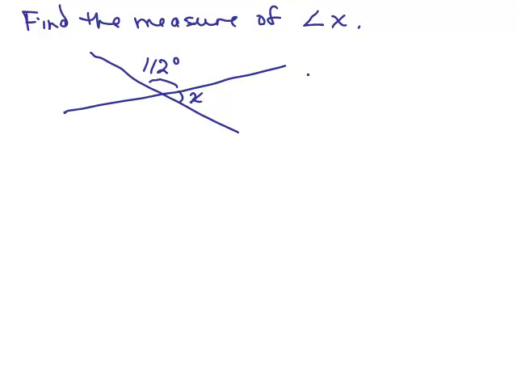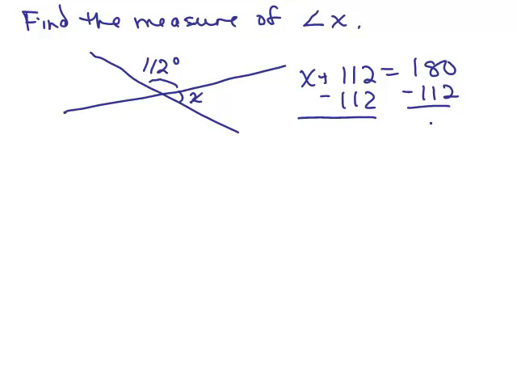So that's all we do here. X plus 112, oops, I'm going to leave off the degree, equals 180. Subtract 112. And that gives you 68. So what we're looking for is the measure of angle x, and that would then be just 68 degrees. That's our answer. And we can check that 112 plus 68 does add up to 180 degrees.